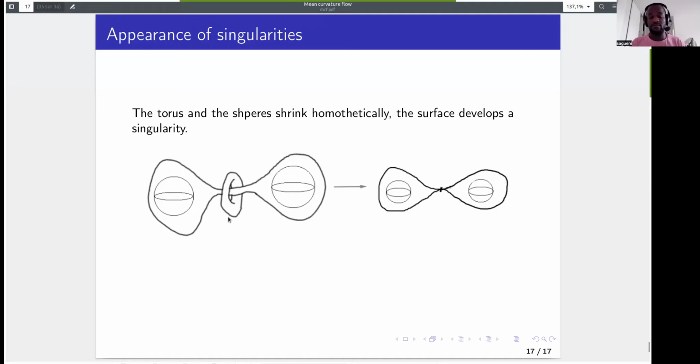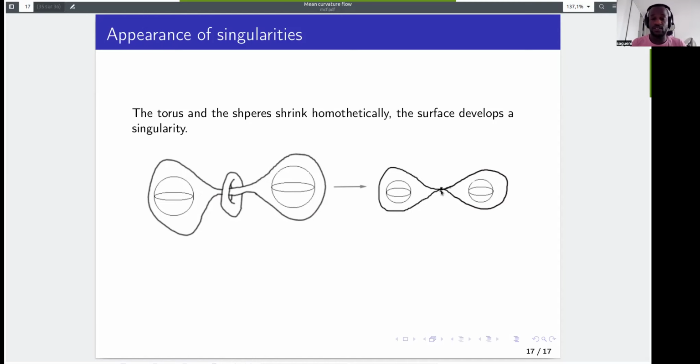Why? Because by the avoidance principle we just stated, the evolutions avoid each other at any time if they avoid each other at time t equals 0. Here we have the spheres and the torus. They don't see this surface. They are disjoint from the surface, so the evolutions are going to be disjoint. This surface is going to try to avoid the evolution of the torus, so it's going to pinch at this point. This is how we know that the mean curvature flow does not necessarily have a solution for any t.